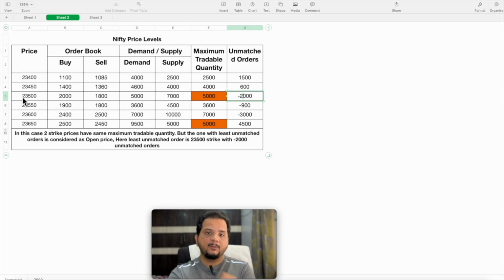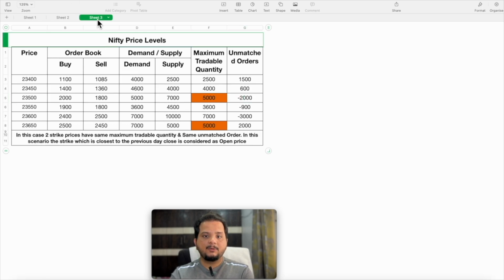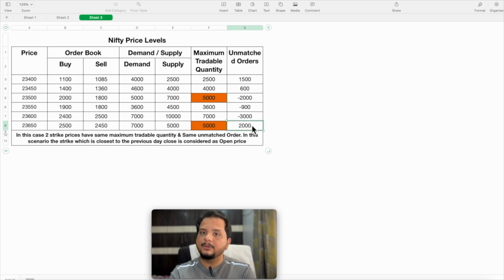And there must be one more scenario where the maximum traded quantities are the same and the unmatched orders are also the same. What would happen in such a scenario? Yes, there is also a solution for that. Here we can see 23,500 has 5,000 maximum traded quantity and 23,650 has the same maximum traded quantity, and in turn we have both unmatched orders also the same. So how do we determine here?